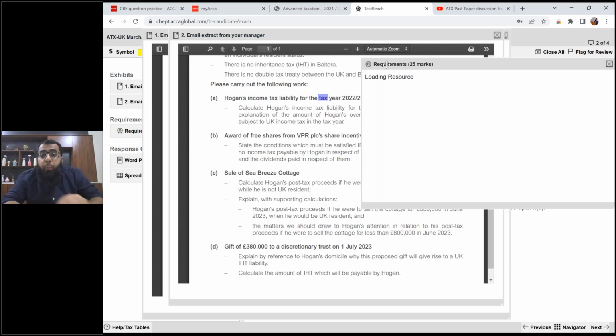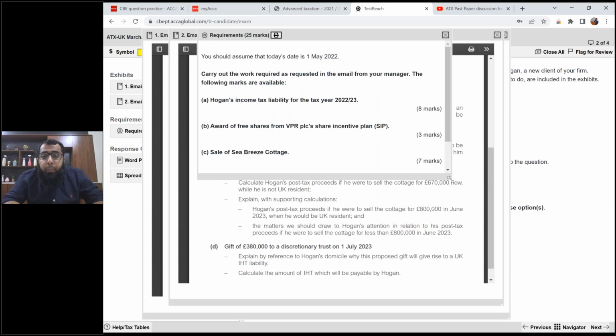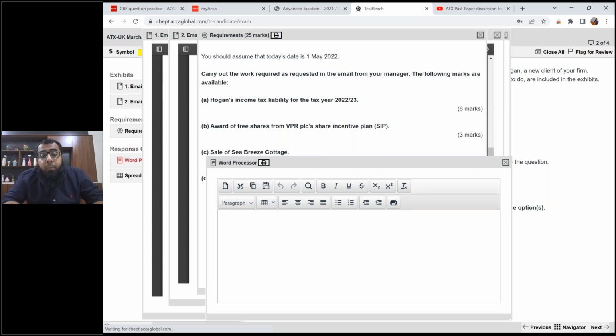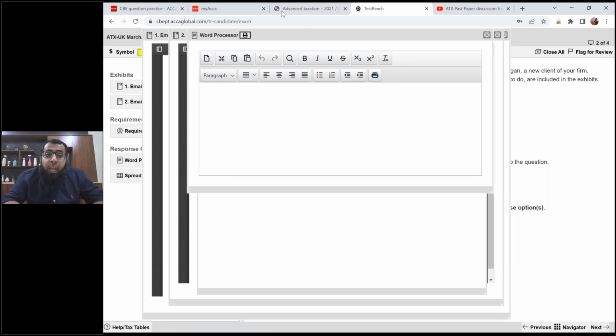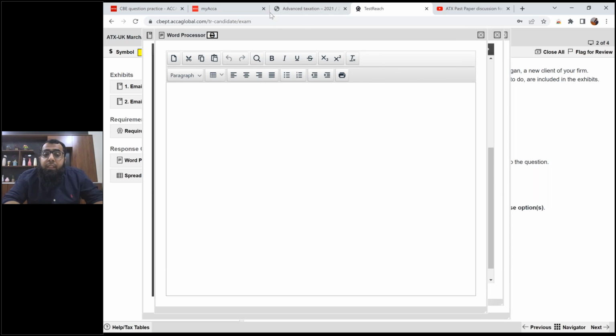If you look at the requirement, how many marks are available for this requirement? Carry out the work as requested in the email from your manager. The following marks are available. For Part A, Hogan's income tax liability for the tax year 22-23, we have 8 marks. So we have to calculate his income tax liability for the tax year 22-23.